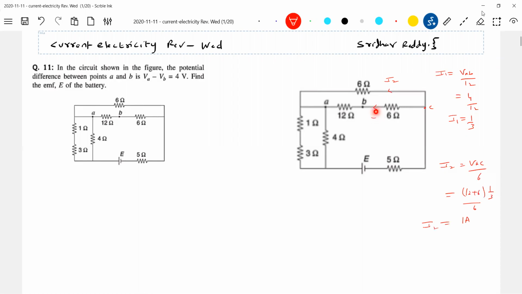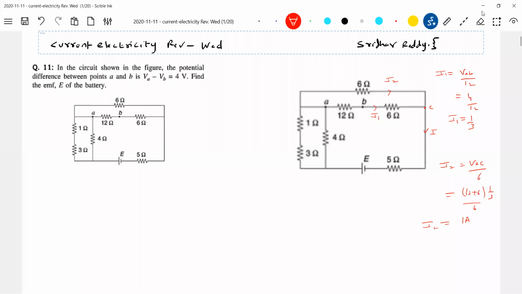I think I'll change the direction of the current. So VAC, we got it. Fine. After getting I1 and I2, that much current has to flow here. This is the current. So find the EMF of the battery. That EMF I have to determine.